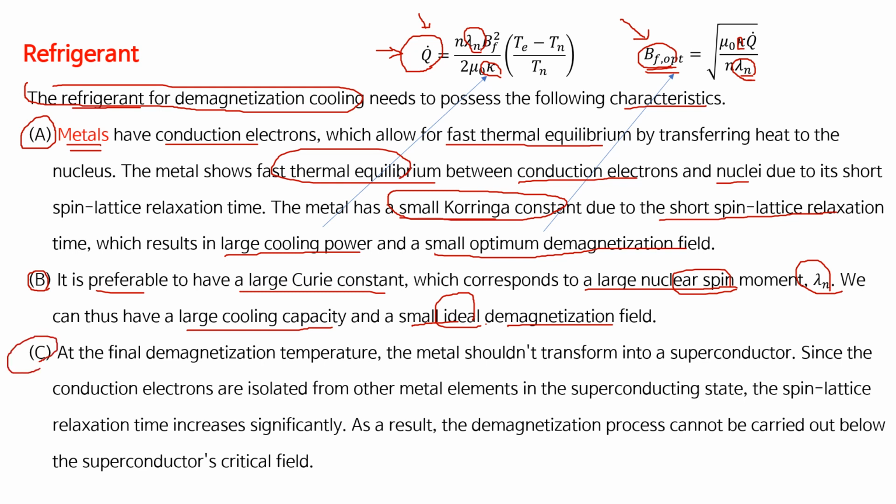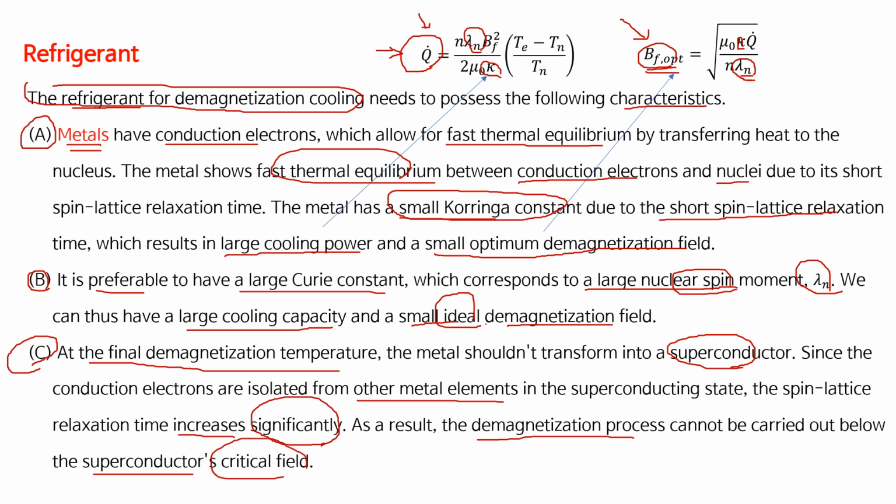Third, at the final demagnetization temperature, the metal shouldn't transform into a superconductor. Since the conduction electrons are isolated from other metal elements in the superconducting state, the spin lattice relaxation time increases significantly. As a result, the demagnetization process cannot be carried out below the superconductor's critical field.